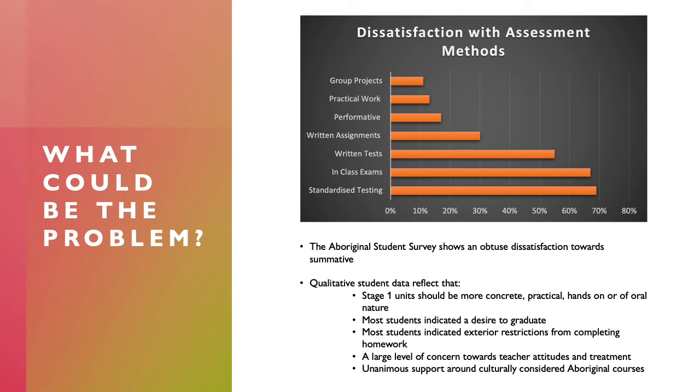Most students indicated levels of exterior restrictions when needing to complete homework. However, these restrictions aren't discussed in the survey. There was mass concern from students towards the attitudes of teachers and unfair treatment towards them. And with the aggregated results from over 500 students, there was unanimous support to be more inclusive of Aboriginal culture in educational learnings.